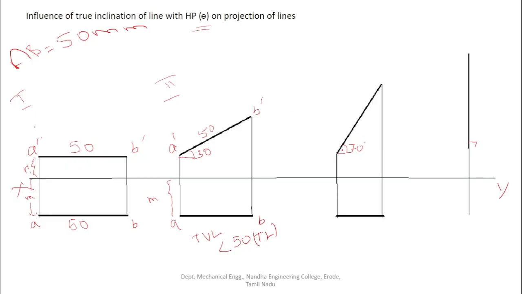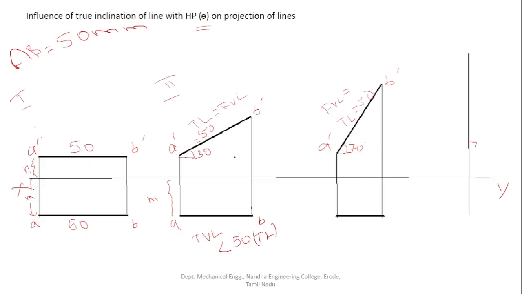Now the angle made by the line with the HP is increased to 70 degree. Now this is the front view, A dash and B dash. As the line is parallel to VP, the front view length gives the true length, that is equal to 50 mm. So here the front view length is equal to the true length, that is equal to 50 mm.